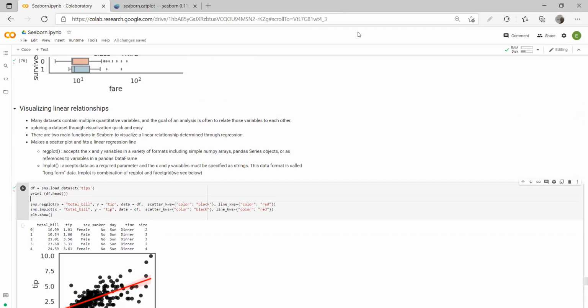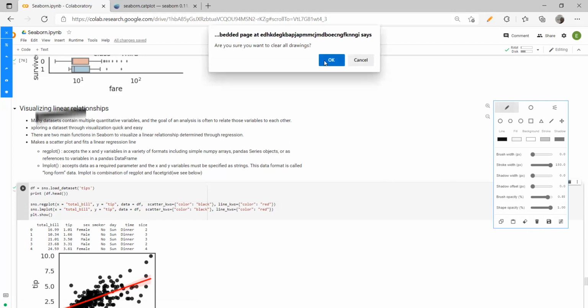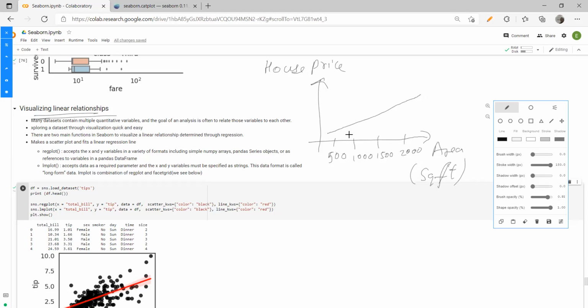So, visualizing a linear relationship. What do you mean by that? If you look at the classic machine learning example of house price prediction, let's say this is the price of a house and this is the area of a house in square feet or meters: 500, 1000, 1500, 2000, and so on. As the area increases, what will happen to the price? The price will increase, right? So the graph will be something like this.